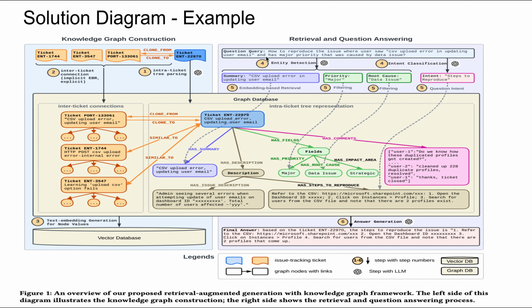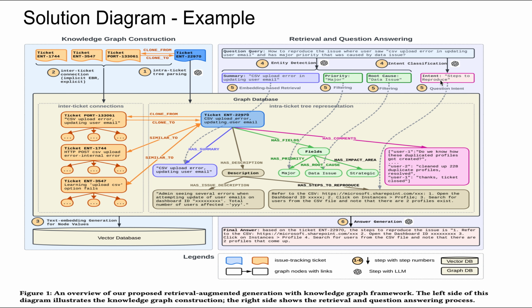So let's say a user queries and writes out how to reproduce the issue where user saw CSV upload error in updating user email and has major priority that was caused by data issue. So the first step is extracting out some entities by the LLM, and they have preset these things. So let's say they are trying to find out the summary using LLM. The summary of this particular query comes out in this particular block. The priority they are finding using LLM again. So priority is major.